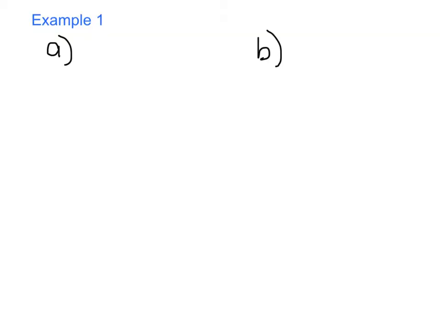Example number 1. I want you to solve each equation. So let's do this together. 2n minus 5 equals 8n plus 7. Step 1 is get rid of fractions. I don't have any. Step 2 is get rid of parentheses or grouping symbols. I don't have any. Step 3 is combine like terms. I can't do that. So step 4, move the variable on one side.